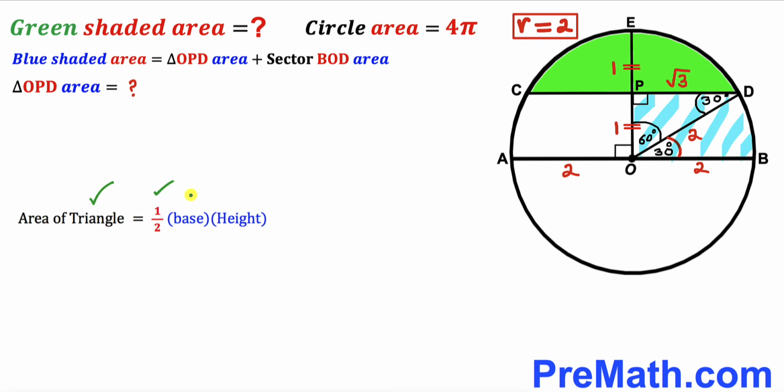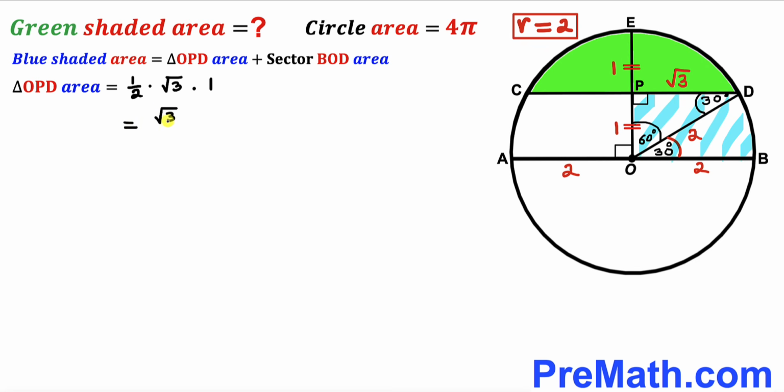Area is equal to a half times base times the height of the triangle. And here our dimensions for this triangle are 1 and square root of 3. So therefore the area of this triangle OPD is going to be a half times the base, which is square root of 3, times the height, which is simply 1. Let's multiply and simplify. That is going to give us square root of 3 divided by 2. So therefore the triangle OPD area turns out to be square root of 3 divided by 2 square units.